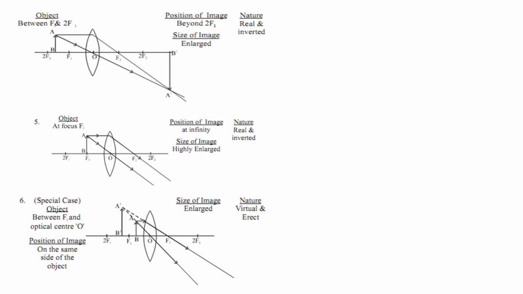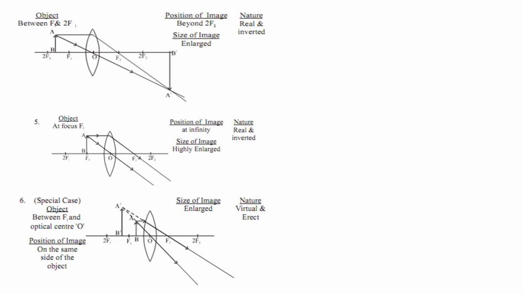Now coming to the fifth case, where the object is at focus. Now I have kept the object at focus. If you remember the first case of the lens, the object was at infinity and the image formed was at focus. Here the object is at focus. Now let's see where the image is going to be formed.